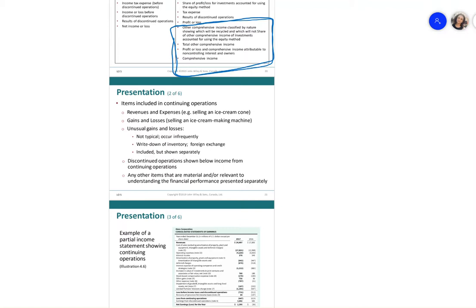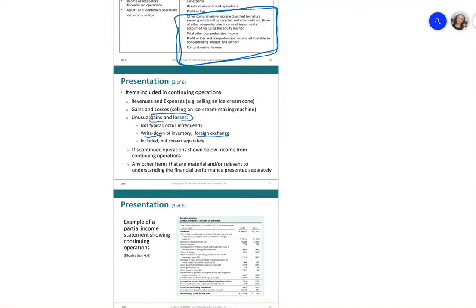Every business's financial statement will be different. Items included in continuing operations are revenue and expenses, of course, and gains and losses. Any unusual gains and losses means that it doesn't happen every time, so it's not typical or frequent. It happened one year, it might not happen in the second year. Some examples of those unusual gains and losses are a write-down of inventory, a market crash, and foreign exchange gains and losses.